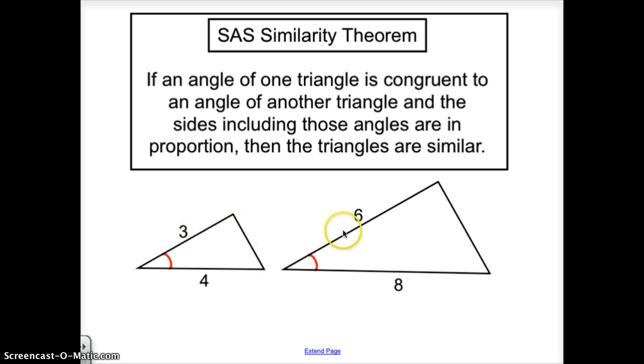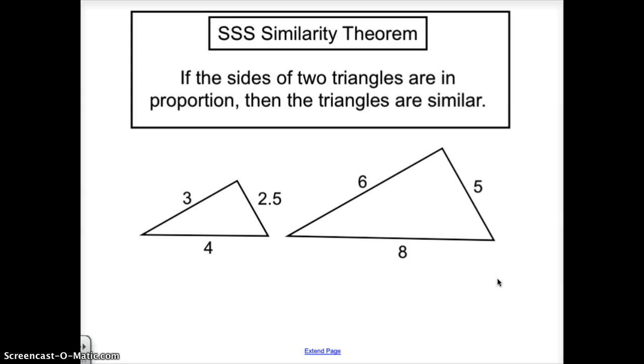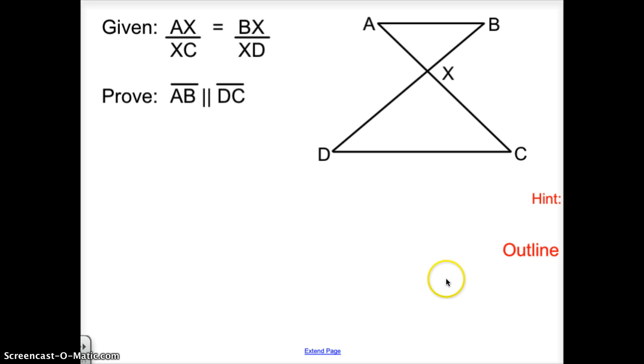Notice how the ratio of 3 to 6 and 4 to 8 is the same. The other theorem for similarity is that if the three sides are in proportion, then the triangles are similar. Now, do we need to know that all three are? It would help, but in a triangle situation, if two sides are in proportion, the third side is almost guaranteed to be. Here's a proof.